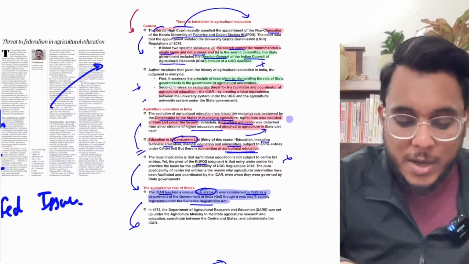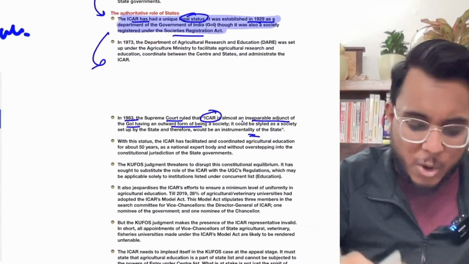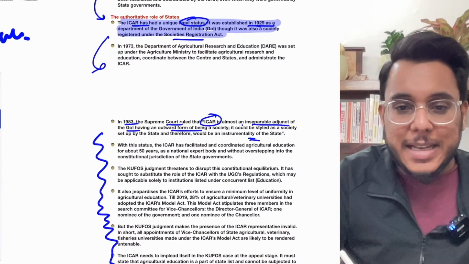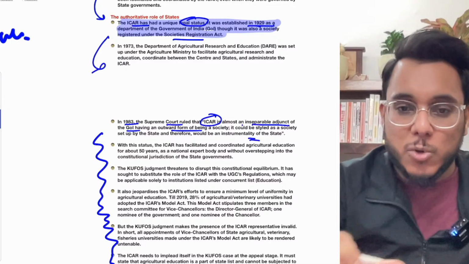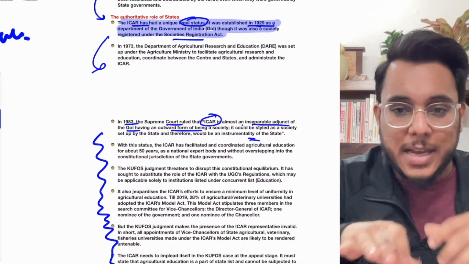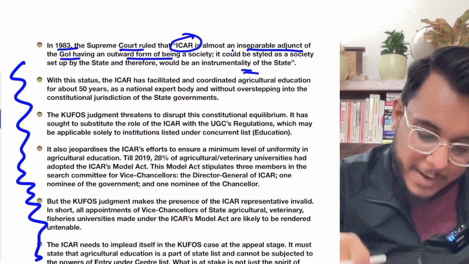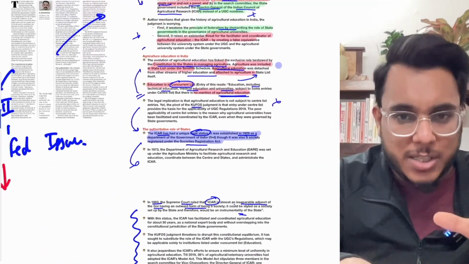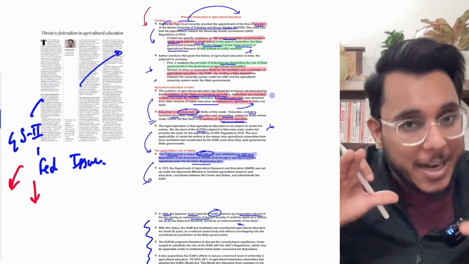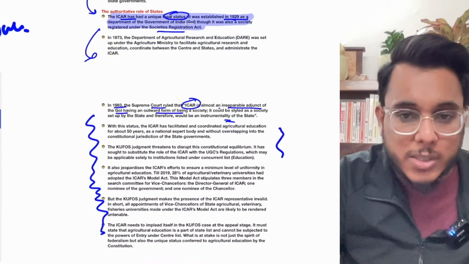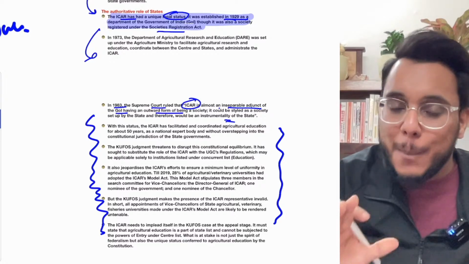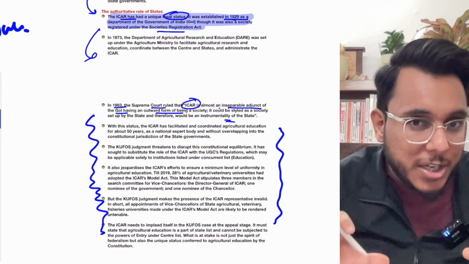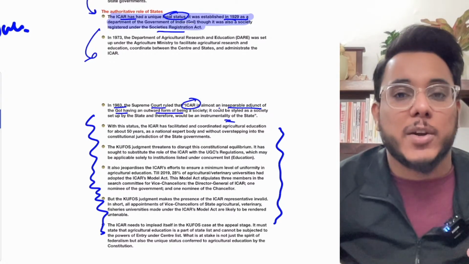Okay. Now, after that, the article is talking about many nitty-gritties and hairline details, though I had given you the summary of all these things, like what percentage of agricultural and veterinary universities had adopted ICAR's Model Act and such things. I don't say they are very important, though I had given you a summary. If you want to read, you can read it. But too much hairline detail and too many nitty-gritties are not very important for the exam.